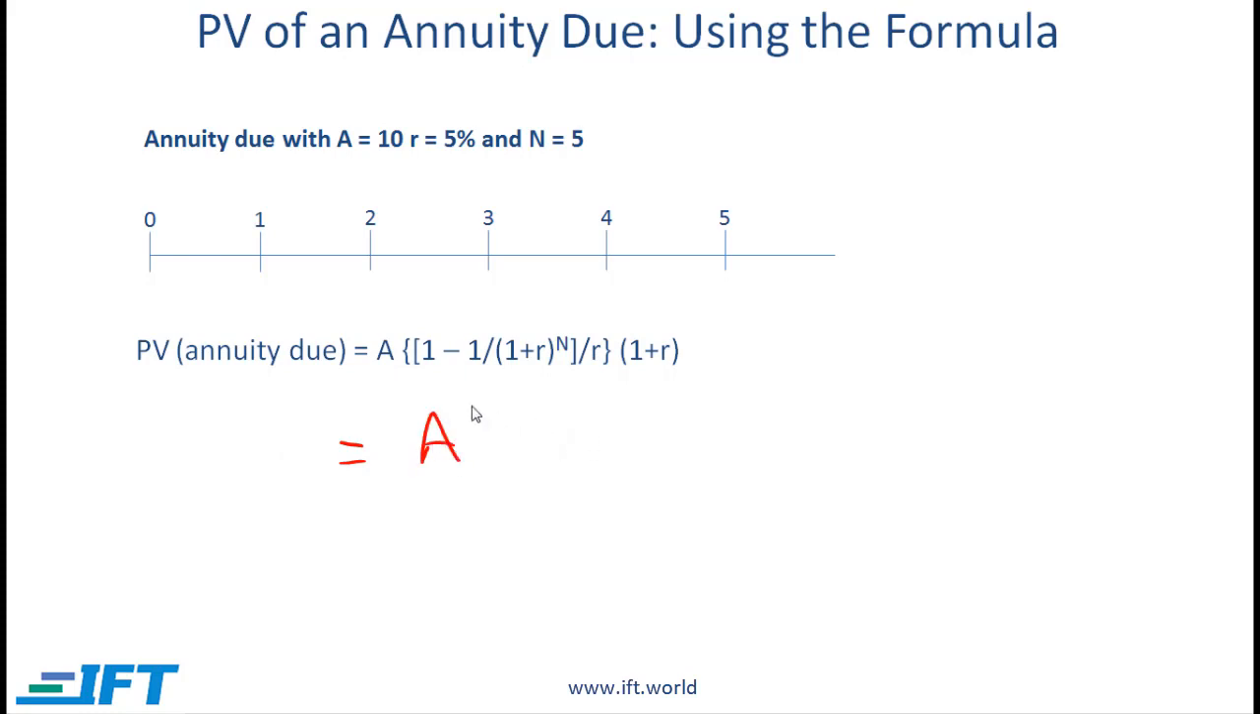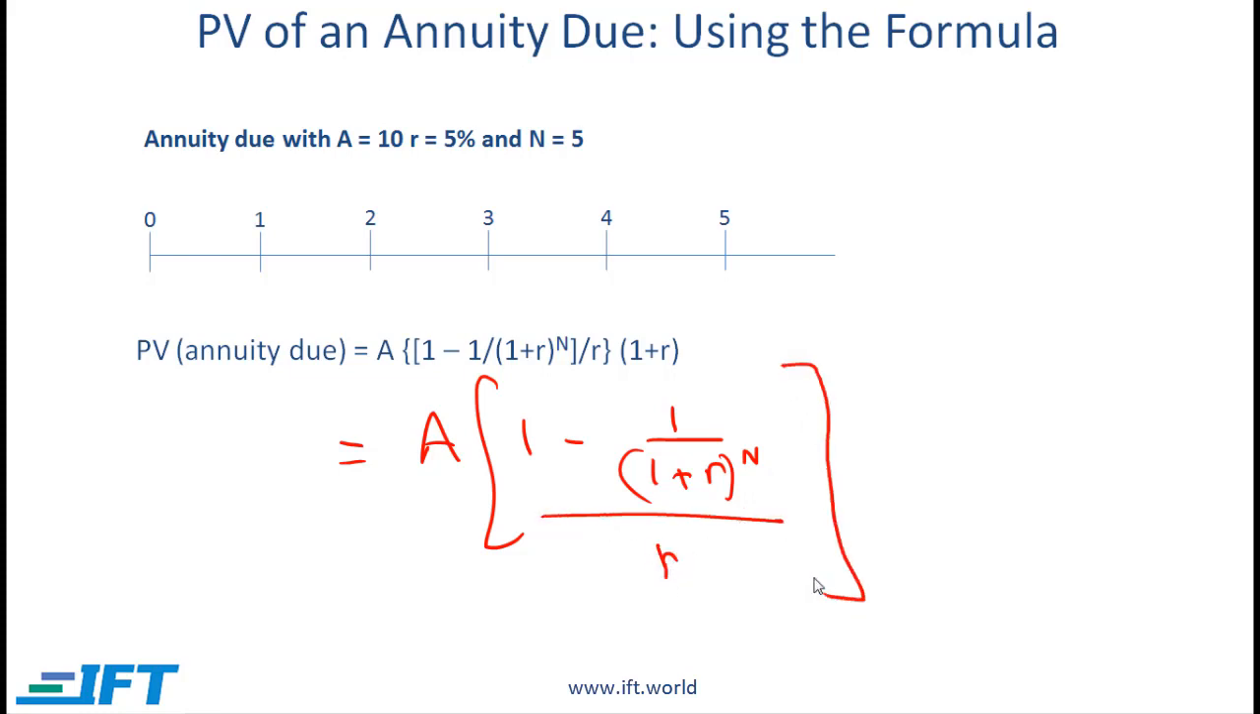A multiplied by 1 minus 1 over 1 plus r to the power of n, and this entire amount divided by the interest rate, and then we multiply this expression by 1 plus r. This expression is the same as what you saw earlier. In other words, this is the present value for an ordinary annuity. And see what's going on here.